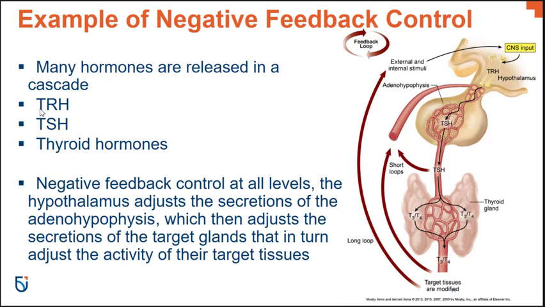So let's look at an example here. TRH stands for thyrotropin releasing hormone. It's a releasing hormone released by the hypothalamus. And then we have thyroid stimulating hormone. And thyroid hormones, you'll learn about these soon, include T3 and T4.